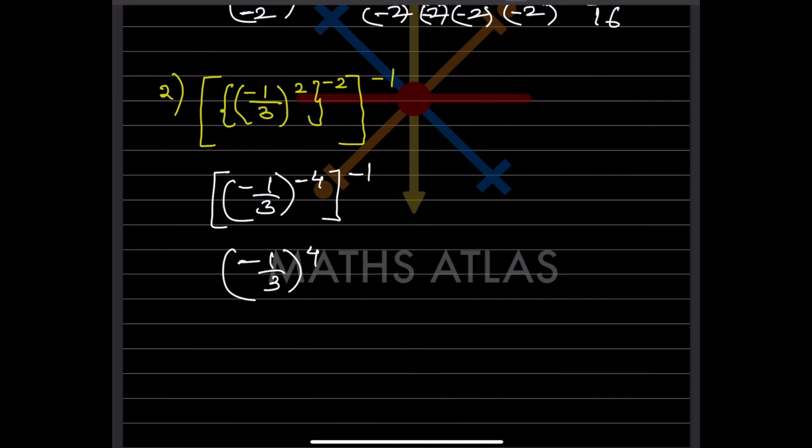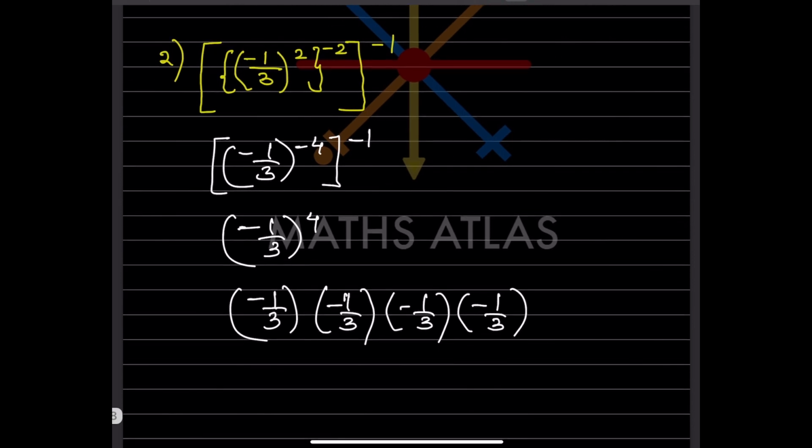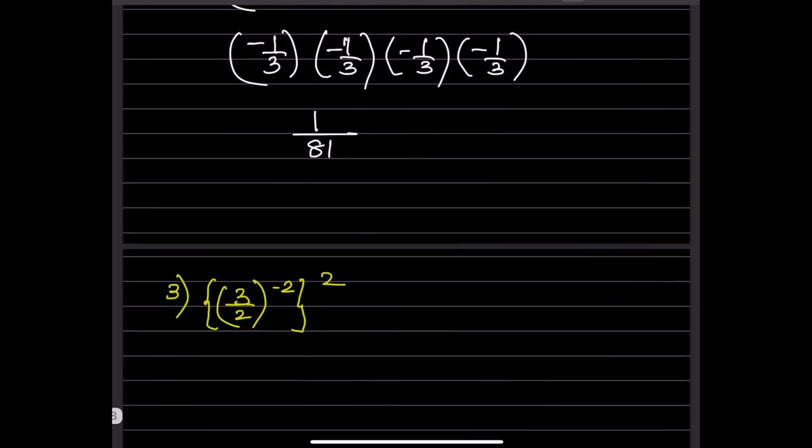So now you are going to multiply this one. Minus 1 by 3, you are going to multiply 4 times. So what is that going to be? That will be 1 by 3 3s are 9, 9 3s are 27, and this is going to be 81. So here negative, that is going to be 4 times, so that is going to be positive. So the answer is 1 by 81. So now let us see the next one.